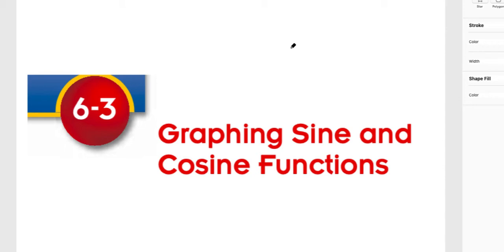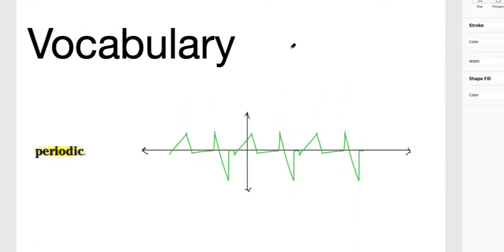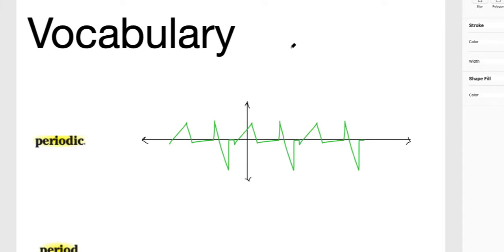Hi pre-calculus friends, here we are in section 6.3. We're going to be talking about graphing sine and cosine functions. Our vocabulary has two phrases in it, periodic and period. And so let's start with the idea of a periodic.